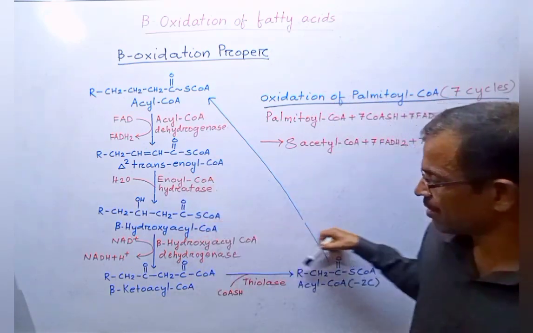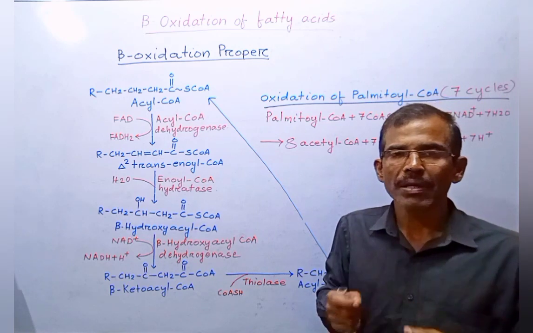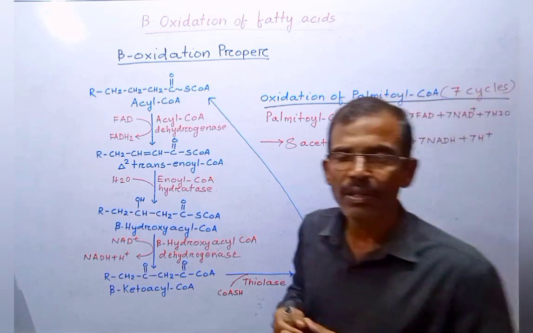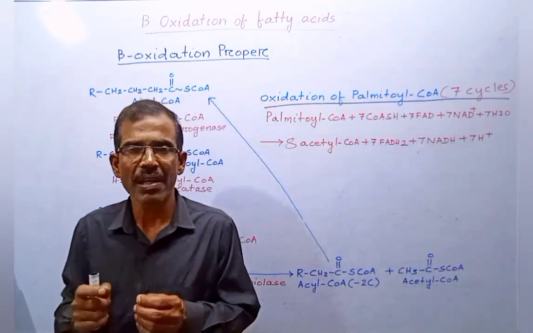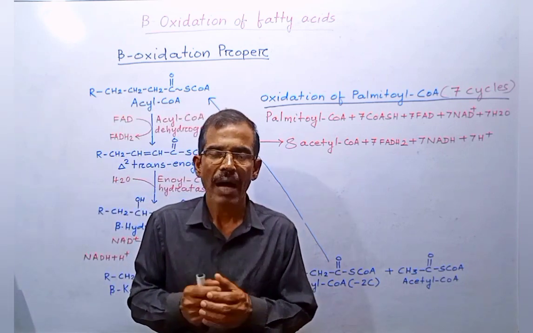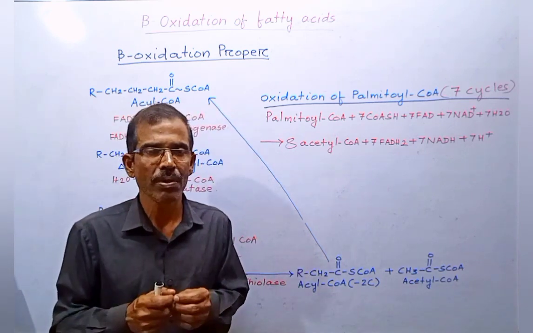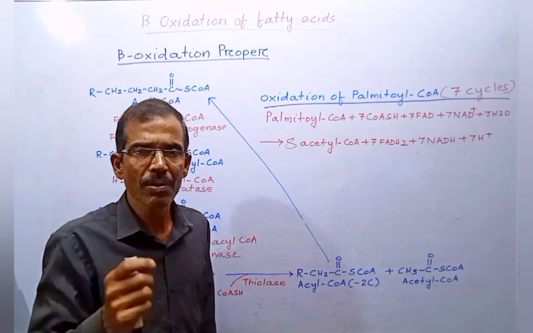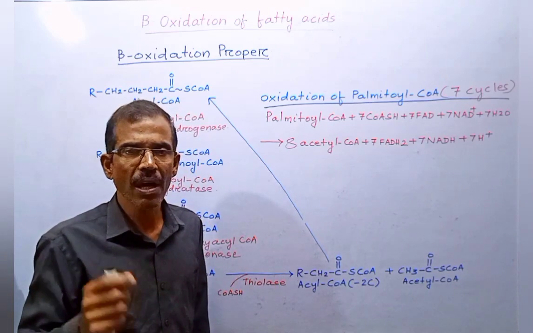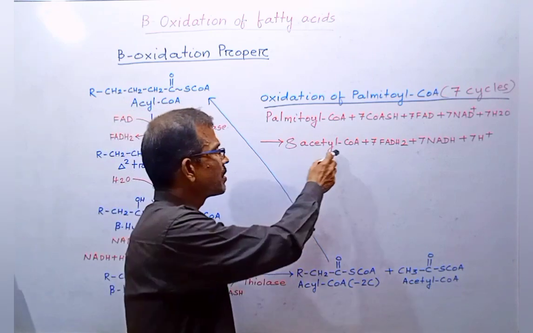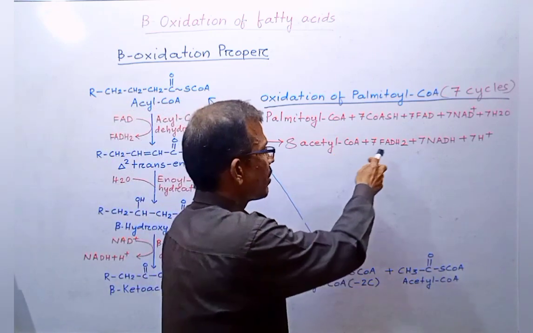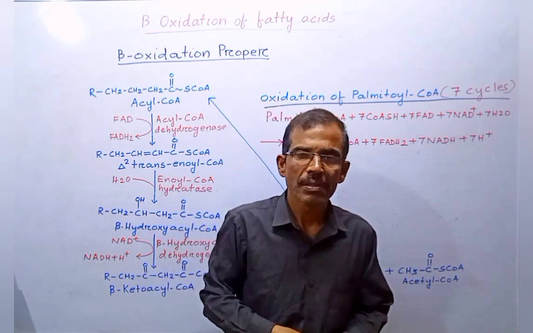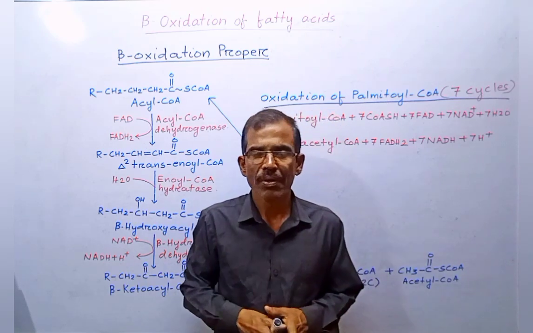This scheme of oxidation is applicable to the even carbon saturated fatty acids. An example is palmitate, which is a 16 carbon saturated fatty acid. After its activation and transport into the mitochondrial matrix, palmitoyl coenzyme A undergoes 7 cycles of beta oxidation, yielding 8 acetyl coenzyme A, 7 FADH2 and 7 NADH. So friends, this is about beta oxidation of fatty acids.